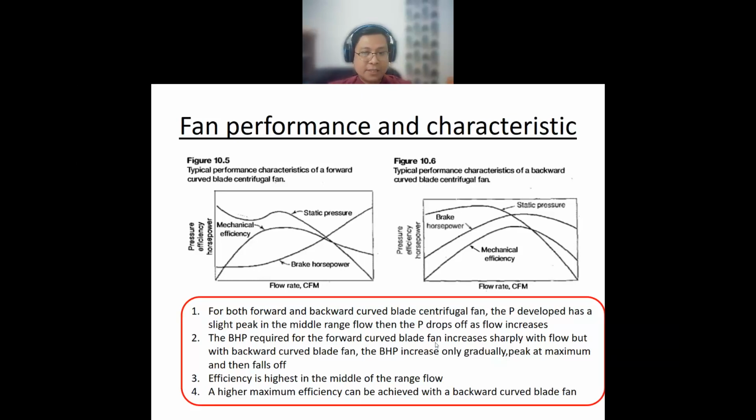For both forward and backward curve blade centrifugal fans, the pressure develops a slight peak in the mid-range flow, then drops as flow increases. Just as I mentioned before. The BHP required for the forward curve blade fan increases sharply with flow, but with the backward curve blade fan, the BHP increases only gradually, peaks at a maximum, and then falls off. So every type of fan comes with this plotted characteristic, and we should be careful.